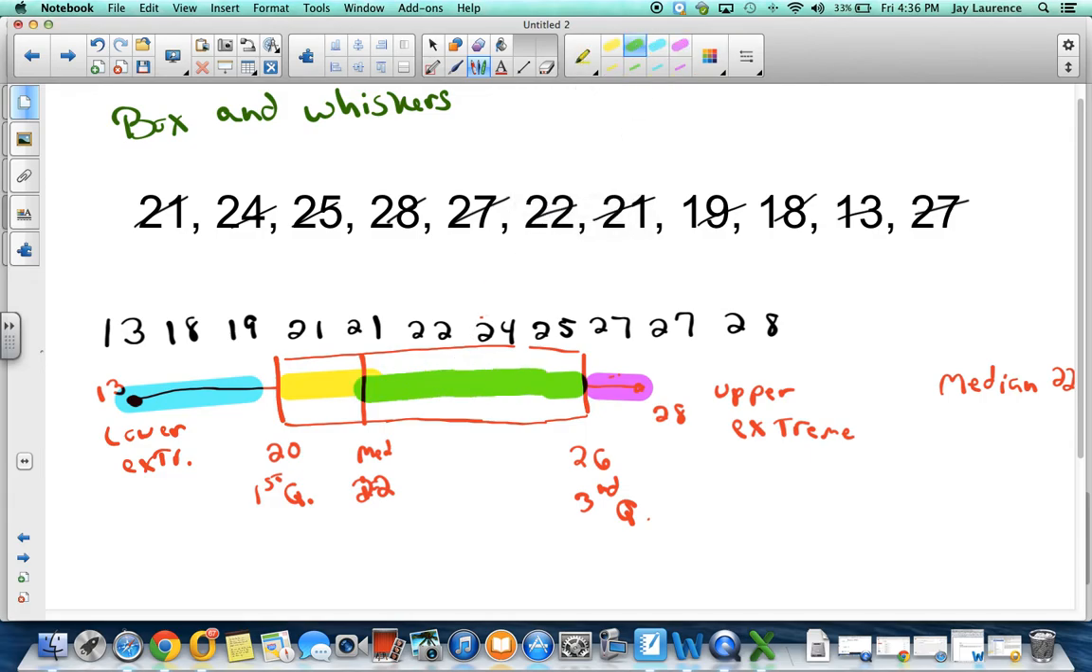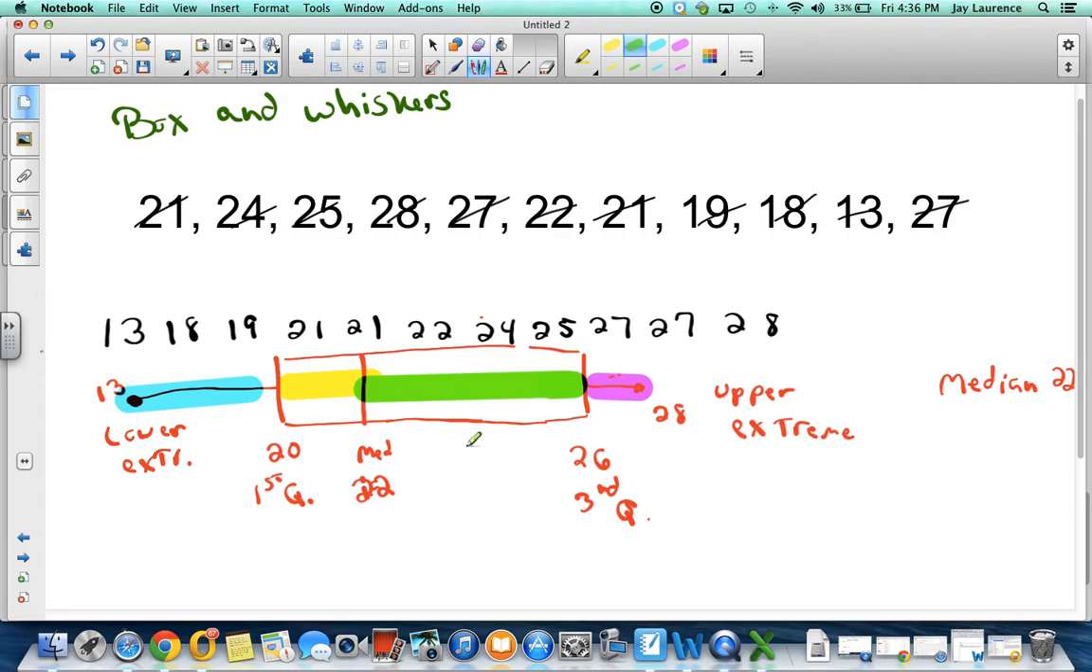And then that means that this section here is 25%. That looks a lot better, okay? 25% of the numbers fall from 20 to 22, right? Okay, much better. That is a box and whisker plot.